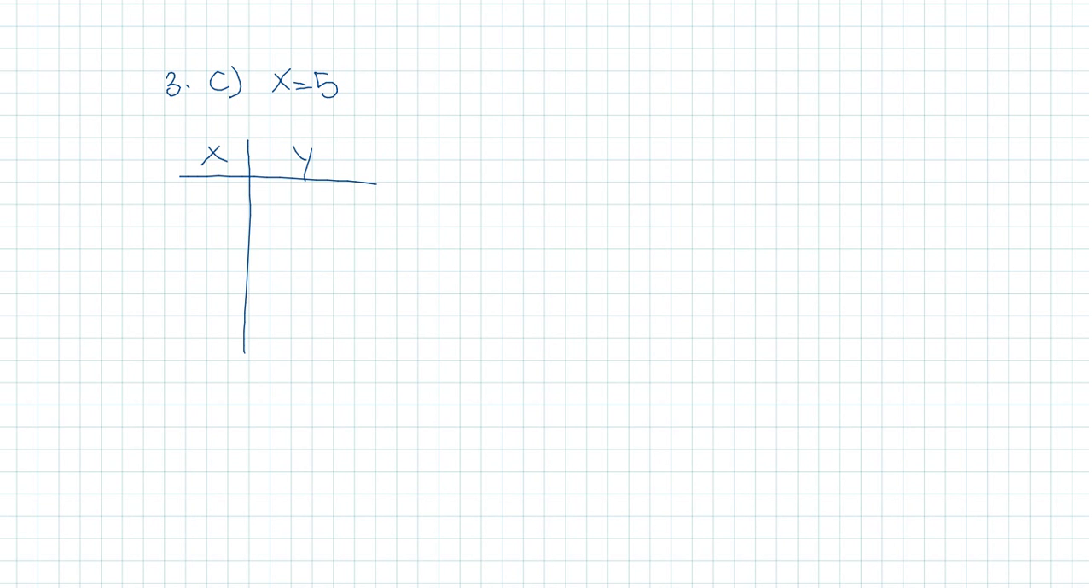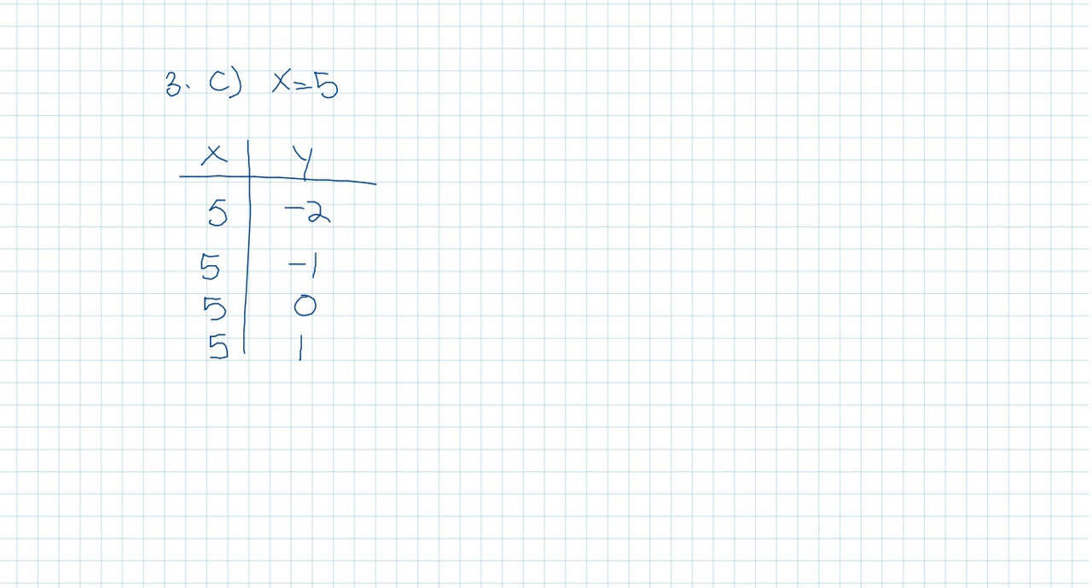Do I have any y in there? No. So no matter what y is, what's my x value? 5. So what if y equals negative 2? What is x? What if y equals negative 1? What is x? What if y equals 0? What is x? What if y equals 1? What is x? So this is telling me that x equals 5 no matter what the y value is.